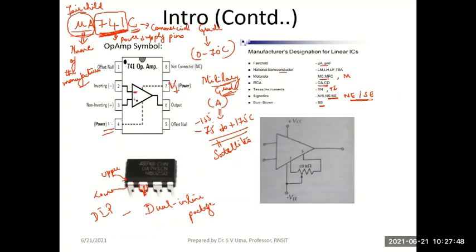Pin 3 is the non-inverting input. Pin 4 is the negative power supply. And pin 5, I'll come back to. Pin 6 is the output. So the output pin is pin 6. Pin 7 is the positive power supply. And pin 8 was left for future use. It is not connected. Pin 1 and 5 are known as offset null pins.